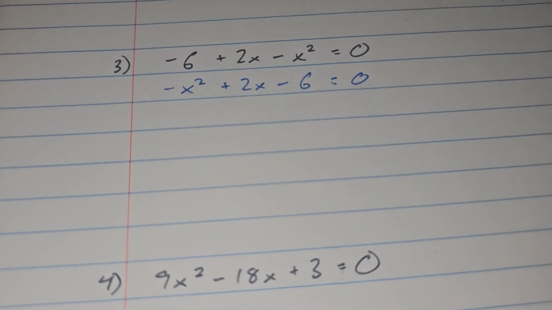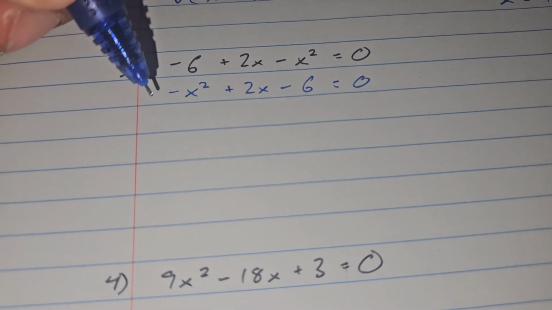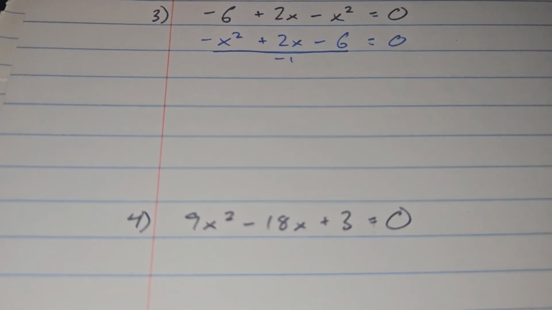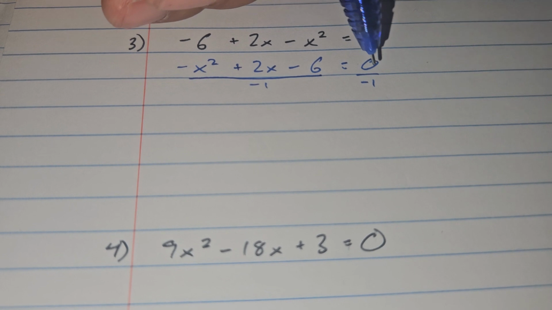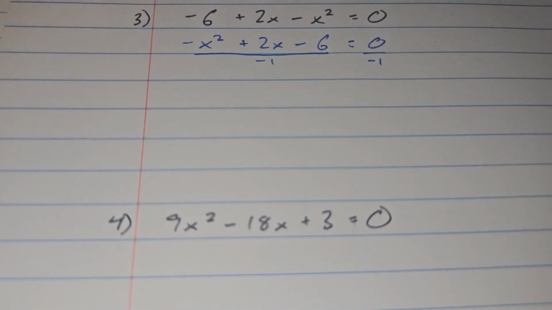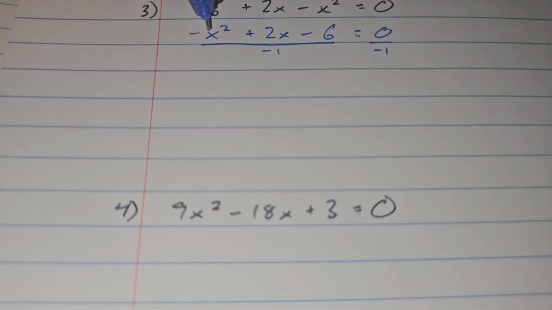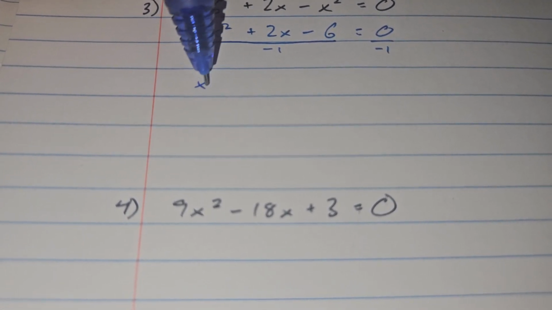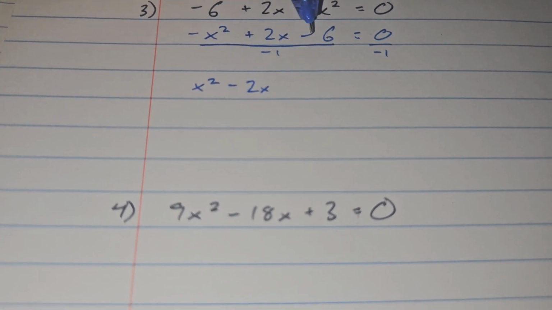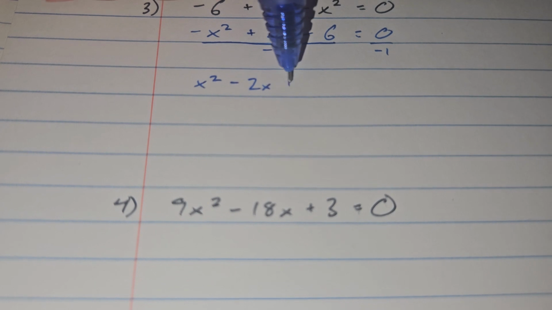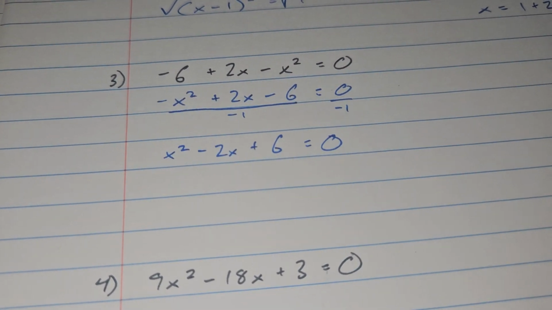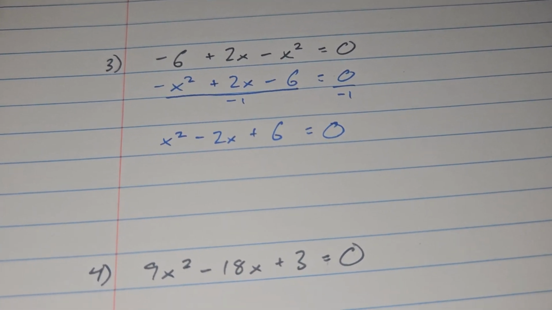And now we can go ahead and divide negative 1 from both sides to get rid of the negative in front of the x squared. Negative 1, negative 1. 0 divided by negative 1 is going to be 0, so that doesn't matter here. But negative x squared divided by negative 1 is positive x squared. This divided by negative 1 is minus 2x. And negative 6 divided by negative 1 is plus 6 is equal to 0. So now we're left with x squared minus 2x plus 6 is equal to 0.